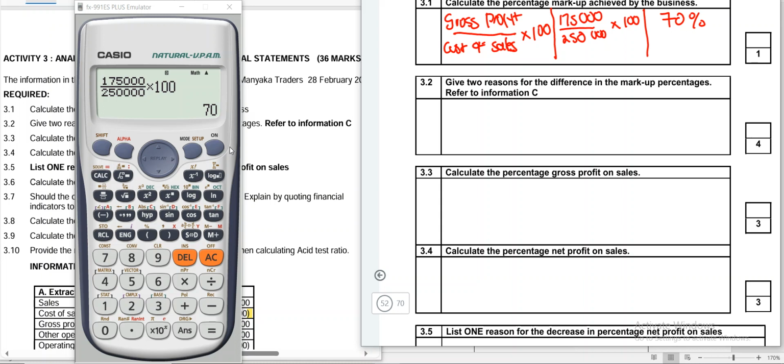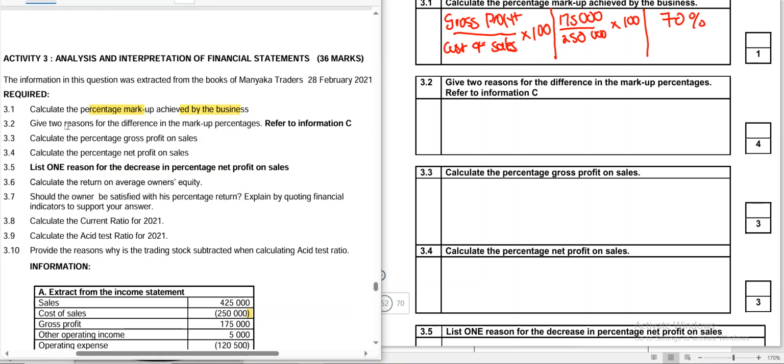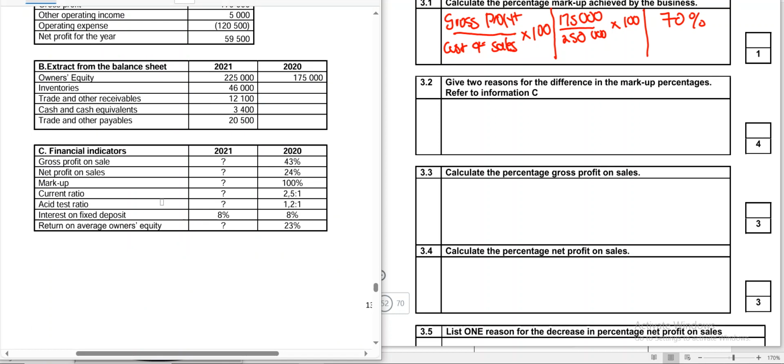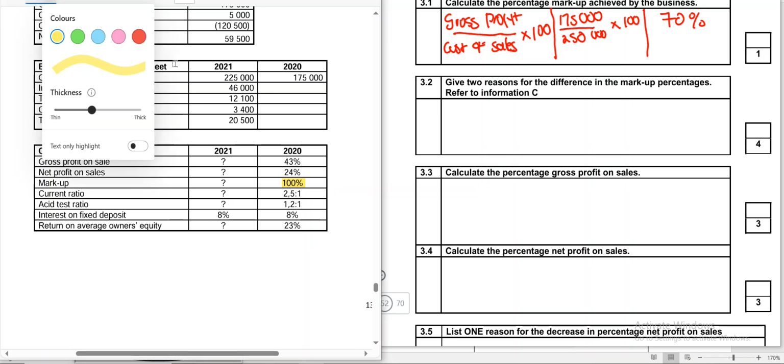but we will go to the next question. The next question says give 2 reasons for the differences in markup percentages, and they're saying that we need to refer to information C. Now remember guys, information C is this one for financial indicators. Our markup percentage for last year was 100%. Now we are at 70%. So they want us to explain what is the reason for this decline, what is the reason for us moving from 100% to 70%.